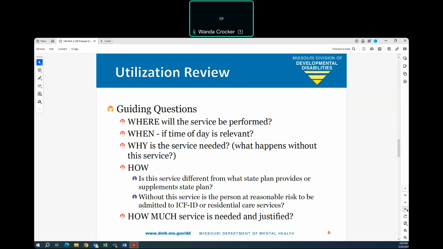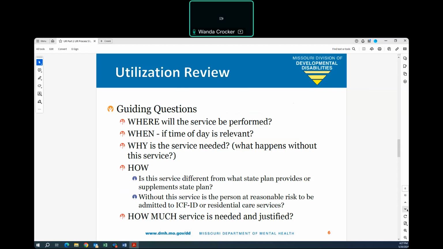How is this service different from what state plan provides? Or how is it different in that it can supplement state plan? How, without this service, is the person at reasonable risk to be admitted to an ICF/ID or residential care service? That's a criteria: at risk to be admitted to ICF/ID. That is a critical criteria of eligibility for waiver. Paint that picture. Explain how that is true.